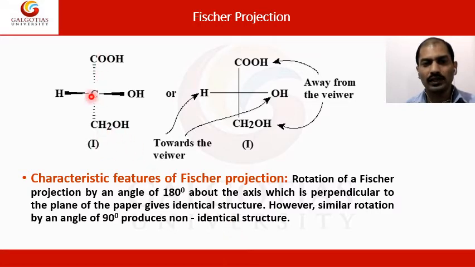If you see this structure, the dotted line shows the atoms or groups behind the viewer, and these are towards the viewer. The thick line shows the atoms attached, even in other molecules. So we have to see the molecule in this way, and then we will come to the major discussion about how the Fischer projection is depicted and how to see the stereochemistry.